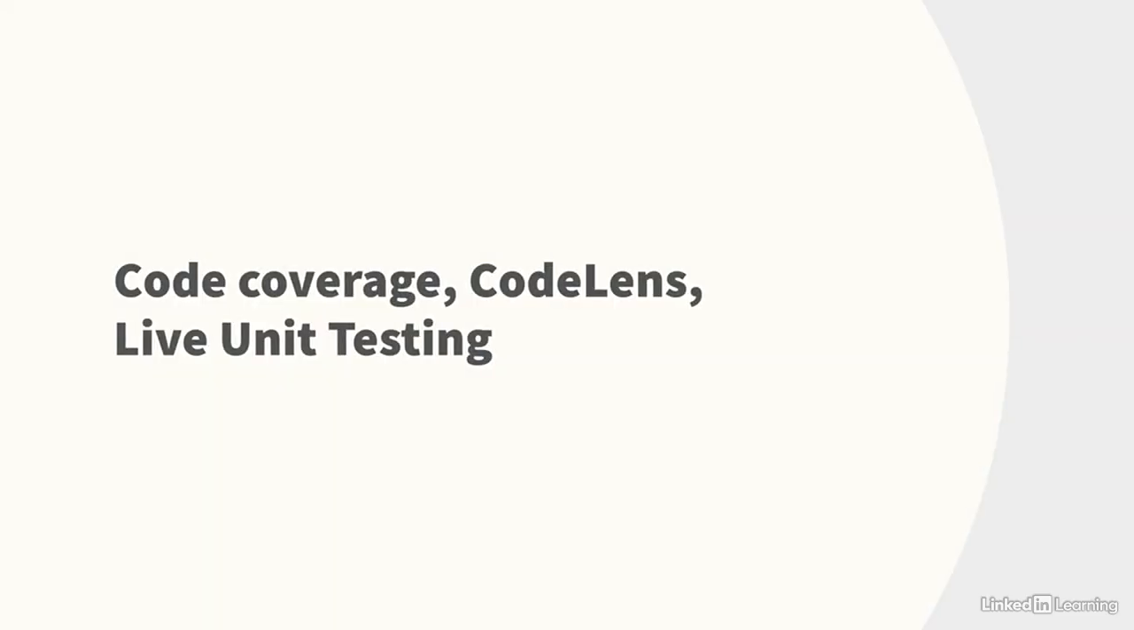The code coverage feature helps determine what proportion of your project's code is being tested by your tests. CodeLens is the miniature data bar that appears in the code window above every method. We'll examine what unit test information is available in the CodeLens and see how to run or debug tests from it. Another nice feature is live unit testing. It automatically runs any unit tests in the background as you modify the code. Then it presents the results in real time.